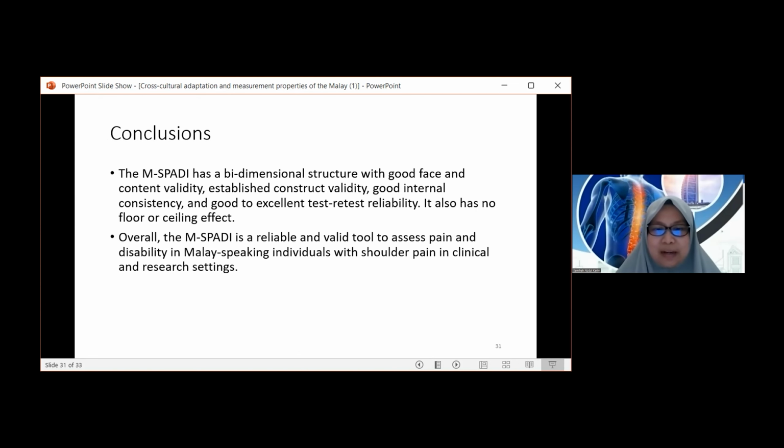Now, actually, we are in the process of translating a spine questionnaire, which is a back questionnaire, which is still in the content validity stage.